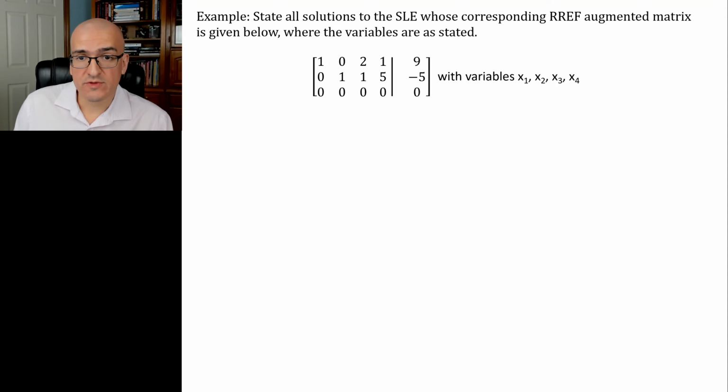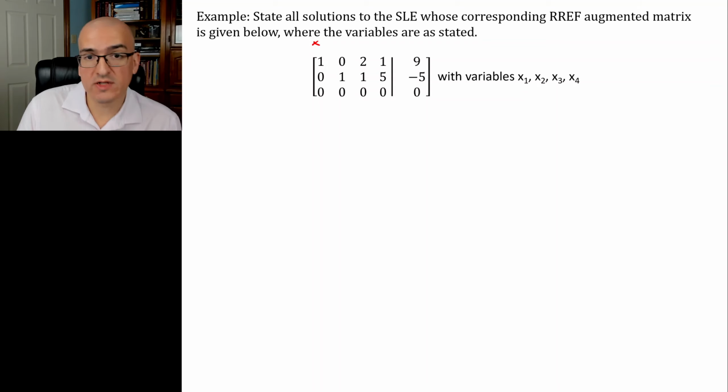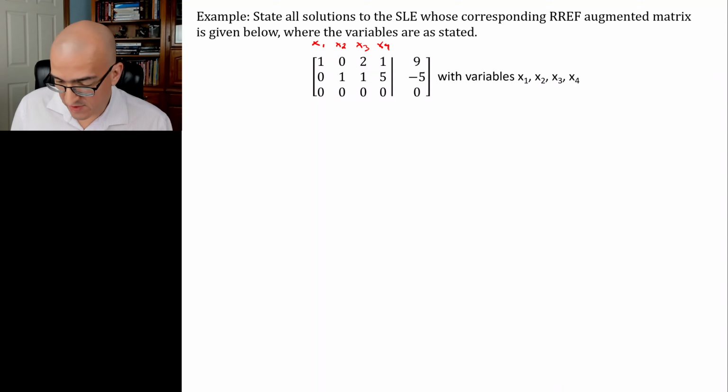So what you do is the following. I'm going to label each column with its variable label on top. This is a process I recommend that you follow: x1, x2, x3, and x4. And then in every column that contains a leading 1, I don't need to put a parameter. In every column that does not contain a leading 1, I do need to put a parameter. So there's a leading 1 in the first column. There's a leading 1 in the second column. But there's no leading 1 in the third column.